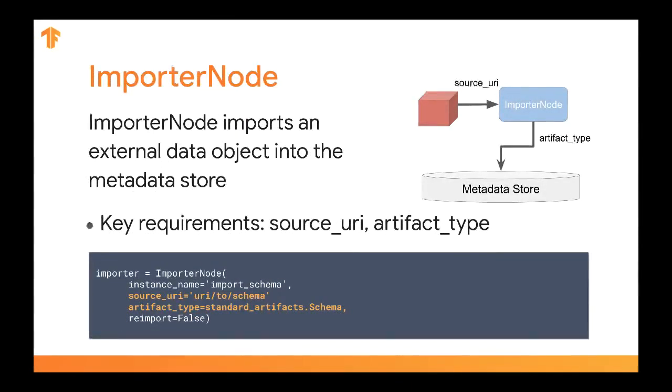There are currently two basic types of pipeline nodes. The first is the importer node, and that's the node that is used to import an external artifact into your metadata store so that you can use it in your pipeline.